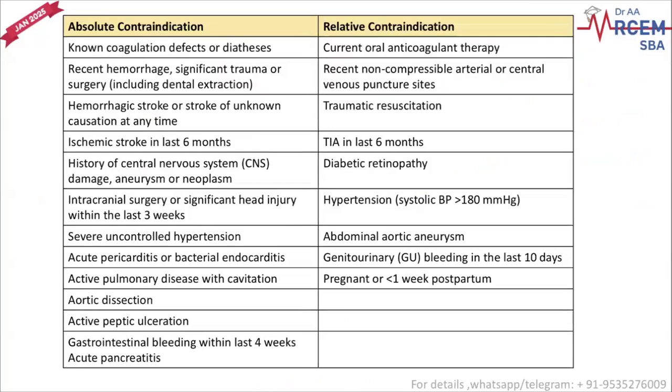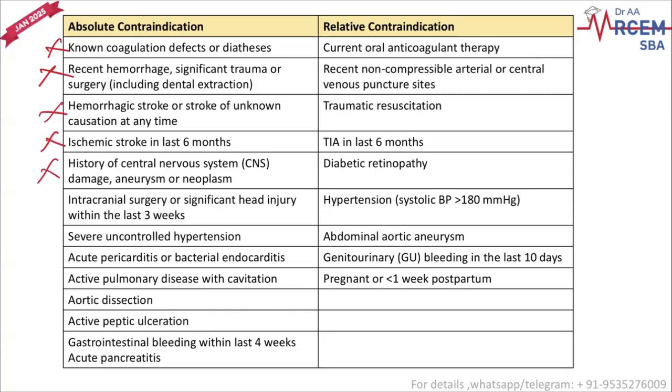Thrombolysis is a clot busting drug which cannot be given to everyone. There are contraindications. Most of the time, there will be a checklist for contraindications. We go through the checklist and mark it. For example, is there a known case of any coagulation disorder, like a hemophilia patient? No. Any recent hemorrhages or significant trauma, including dental instrumentation? No. Any hemorrhagic strokes? No. Any ischemic strokes in the past 6 months?